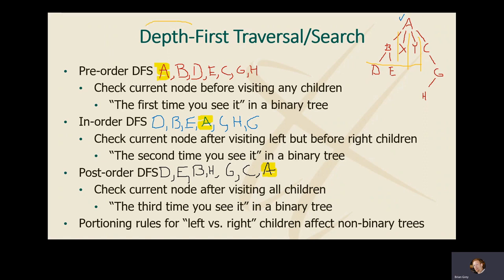You can still do a depth first traversal on non-binary trees, but if this is the case, not only do you have to define whether you're doing pre, in, or post order, but you have to define what the left children and the right children mean. This is why we're only going to work on binary trees for this, because that gets complicated.